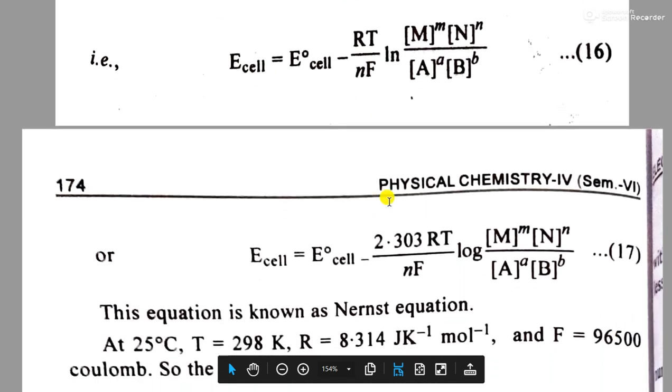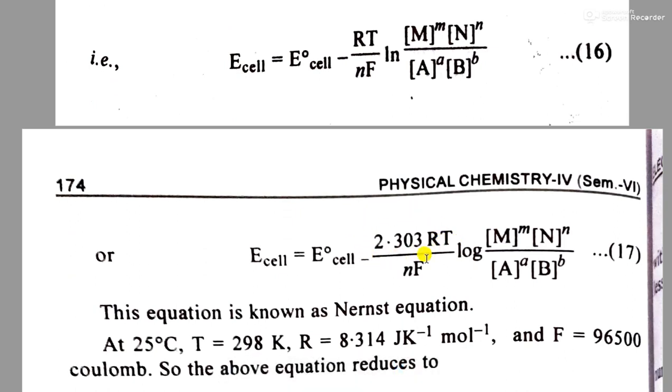Or we can write it in terms of log. So we have to introduce the term 2.303 in the equation. So the equation becomes E of a cell is equal to E0 of a cell minus 2.303 RT by nF log M raised to m into N raised to n divided by A raised to a into B raised to b. So this equation is known as the Nernst equation. So this is a derivation for Nernst equation. You have to learn this.